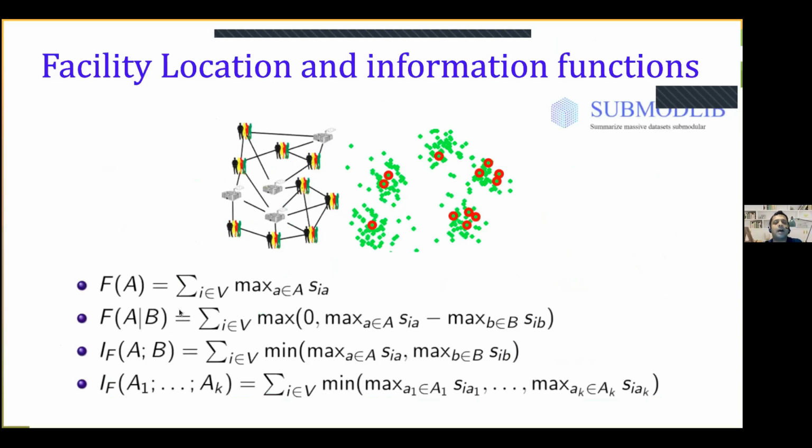Now, what happens if you apply information functions to facility location? So you see here the FA is the max. And when you now put in the conditional gain on B, you're basically discounting for the max similarity of every element in B from the max similarity of every element in A. On the other hand, if you look at mutual information between A and B, you're looking at the min of those max similarities.